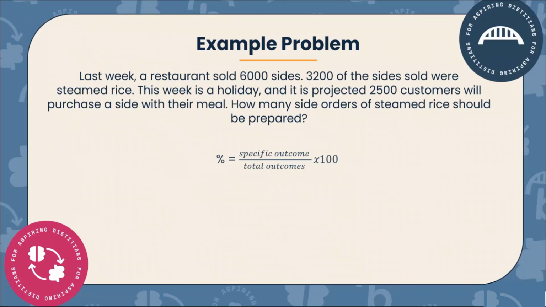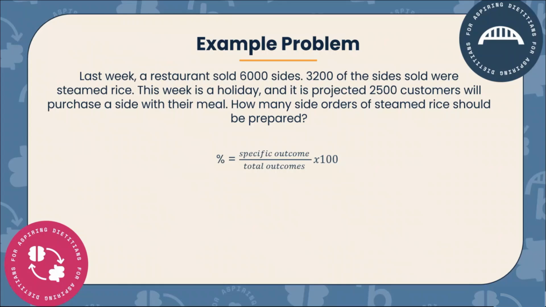This problem says that last week, a restaurant sold 6,000 sides, and 3,200 of the sides were steamed rice. This week is a holiday, and it is projected that 2,500 customers will purchase a side with their meal, so how many side orders of steamed rice should be prepared? Remember, pause this problem, try it, then come back and watch. Because this problem is a little bit trickier.